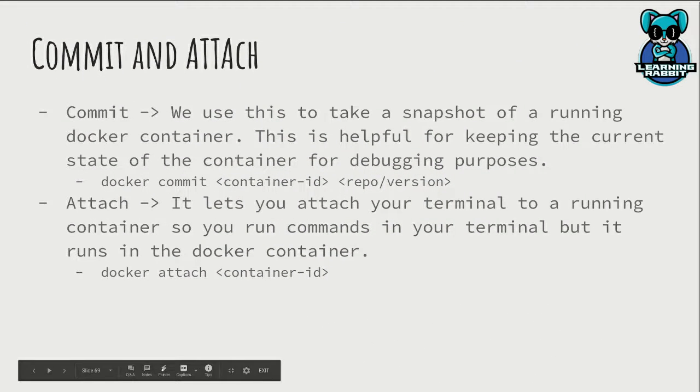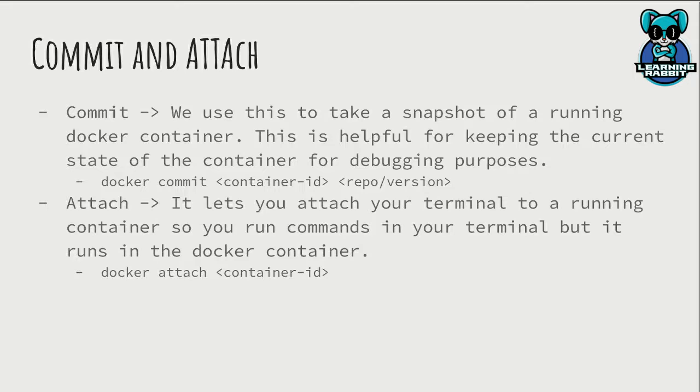The first command is the Docker commit command. We can use this command to take a snapshot of a running Docker container. This is helpful when you want to take a snapshot of the running container for debugging purposes. During the snapshot, your Docker process is going to pause for a while, and then the snapshot will be taken. You can toggle this pause period. There's an option for that.